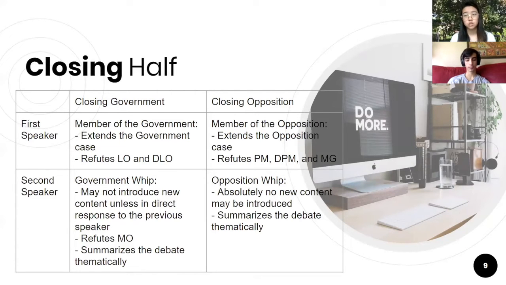And what an extension looks like can entail a number of things. Firstly, the most common extension is just a new argument. So something that hasn't been mentioned previously that supports your side, you can mention it, you can analyze it, and you can provide it to the round.